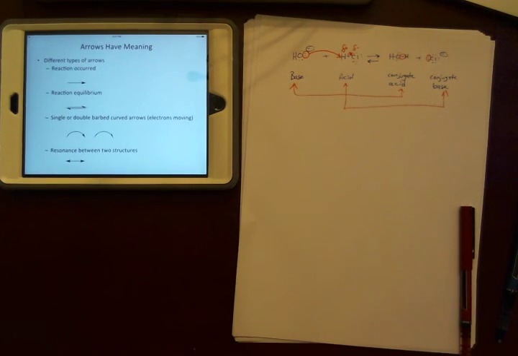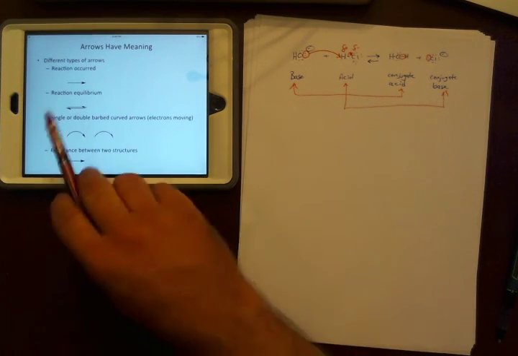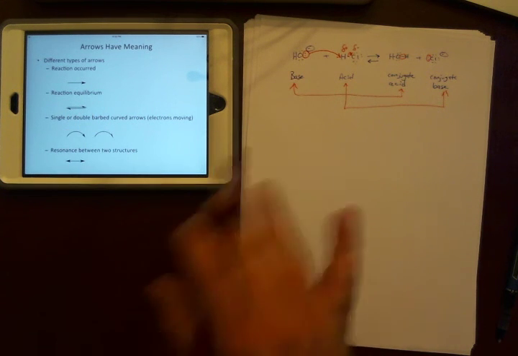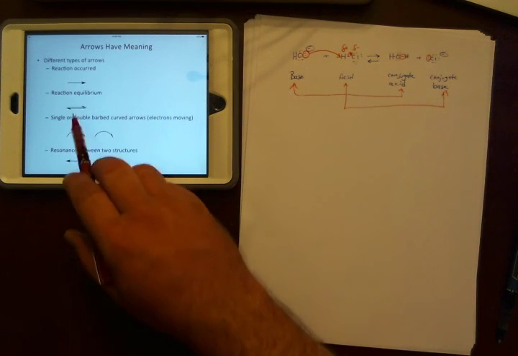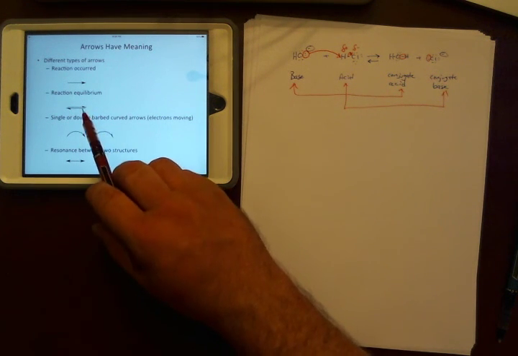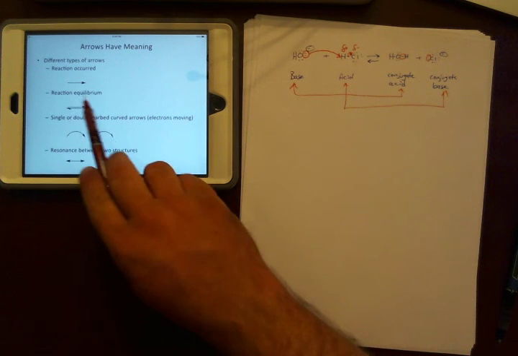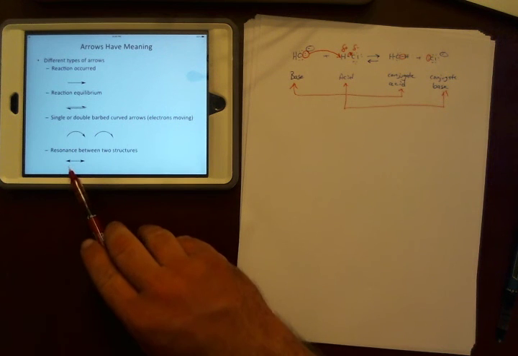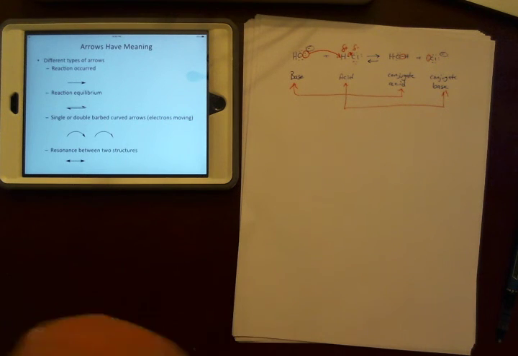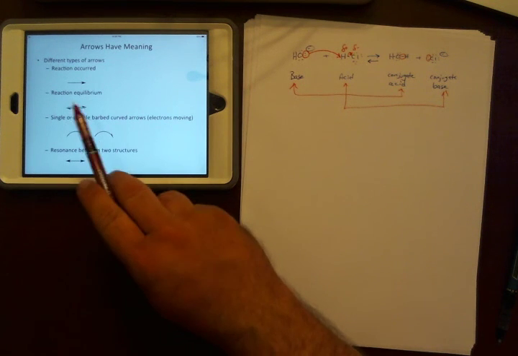Now there's a lot of symbolism in organic chemistry, and arrows are part of that. If you just have a single-headed arrow, that just means a reaction has occurred. If you have arrows going in both directions, they can either be single barbed or double barbed, it doesn't really matter, and that means the reaction is in equilibrium, going back and forth. But don't confuse it with the double-headed arrow. That is used between resonance structures, which we talked about earlier. That's different than an equilibrium.